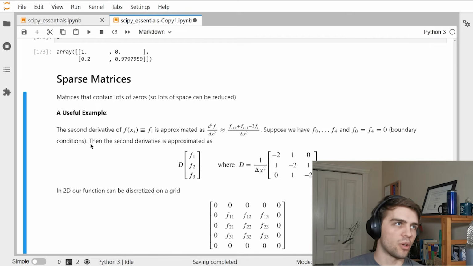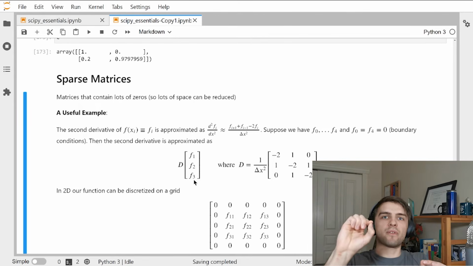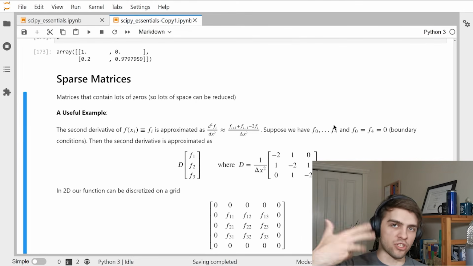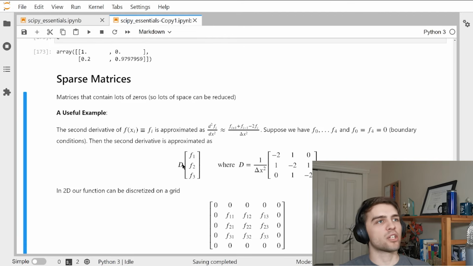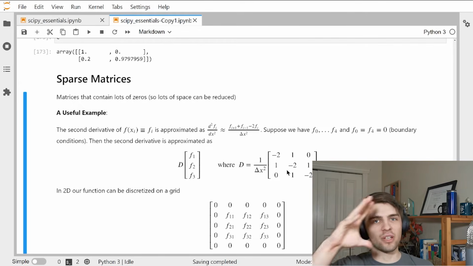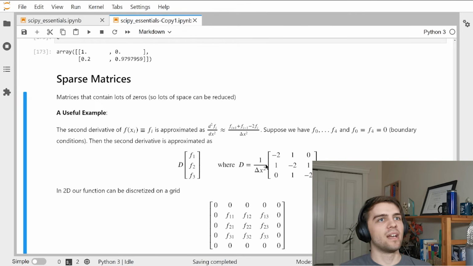Well, the second derivative is approximated as, well, I can put the values of my function into a vector: f1, f2, f3. I know that f0 and f4 are 0. The second derivative is represented by a matrix D, where D is equal to this here. Again, you'll note that D is tridiagonal. You'll also note that D is Toeplitz. So you see where these matrices come up. Again, take the matrix multiplication, D times F, and you'll find that each entry here will be the second derivative.